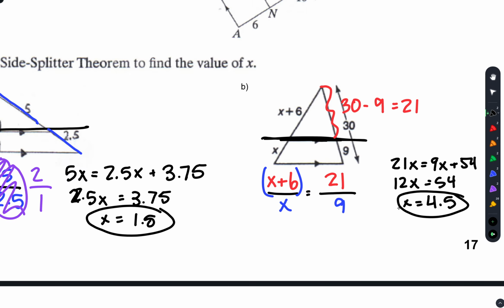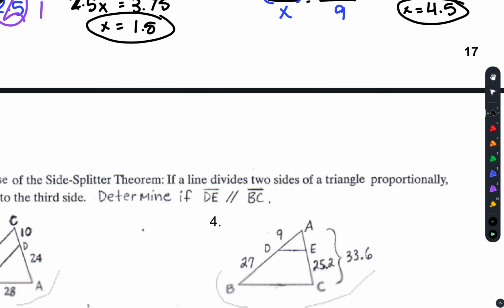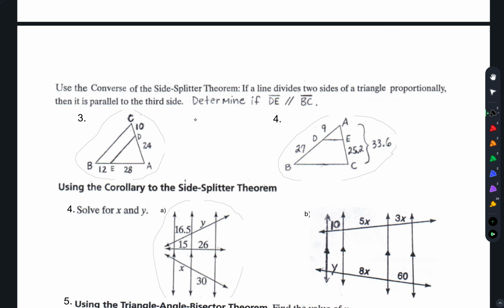Questions on the side splitter theorem? We got to have those parallel lines, and if we have those parallel lines, then we can set up these proportions. Let's flip it over. Now, these two problems are interesting. This says use the converse of the side splitter theorem, which is taking the side splitter theorem and flipping the hypothesis and conclusion. So instead of saying what we did in the last two problems, if I have parallel lines, then I can set up these proportions, it says, if I can set up my proportions and the sides are proportional, then those two sides must be parallel. Then that thing in the middle is a side splitter. That's what the converse says.